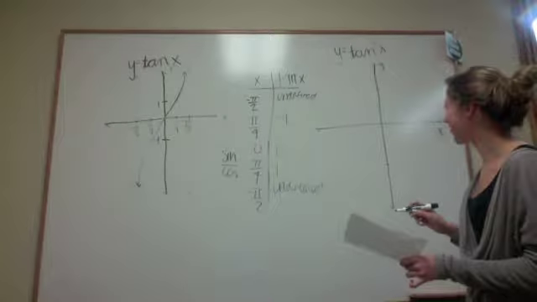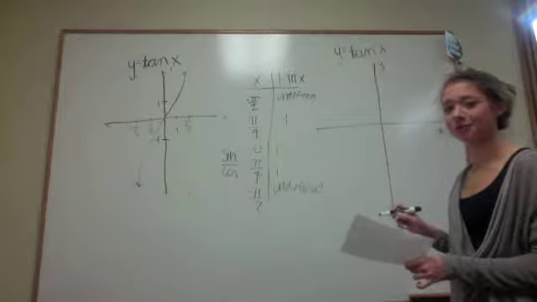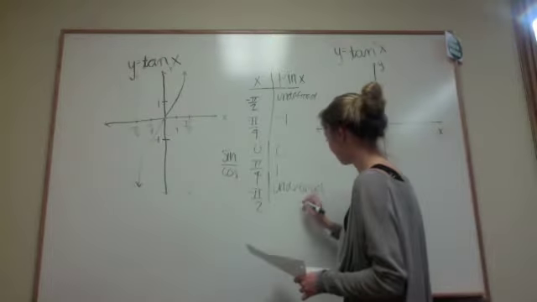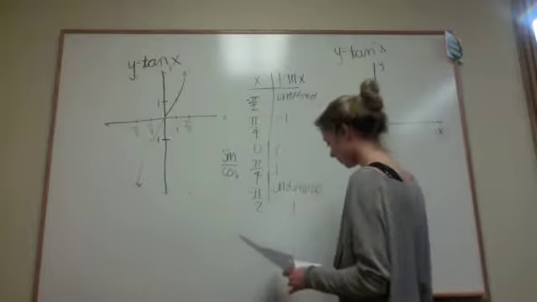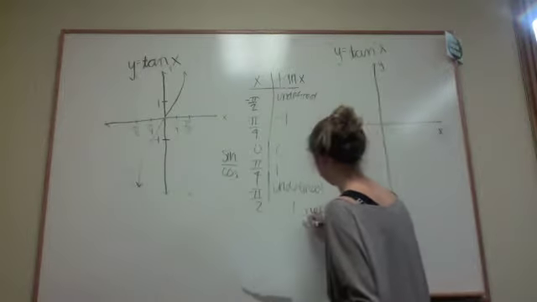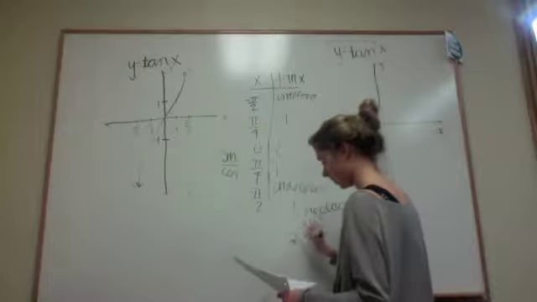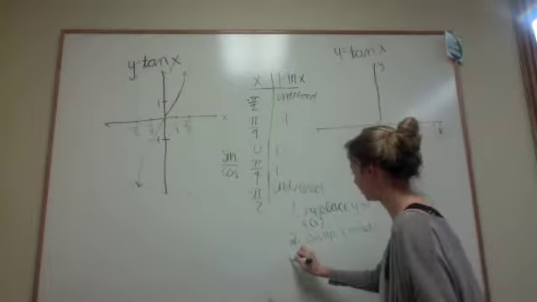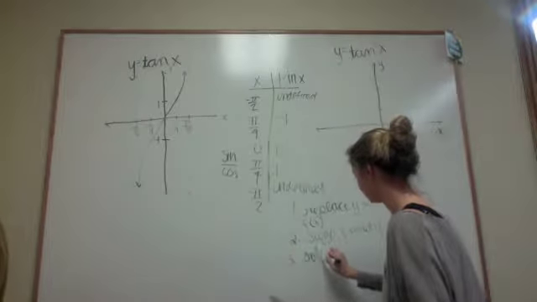So now we're going to graph the inverse of tangent. The equation to find the inverse has a few steps. The first step is to replace y with f of x. The second step is to swap x and y. And then lastly, you just want to solve for y.